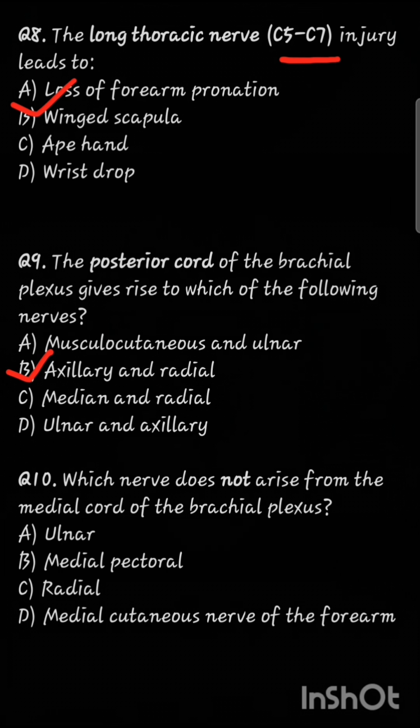Which nerve does not arise from the medial cord of the brachial plexus? The ulnar nerve comes from the medial cord. Medial pectoral is also from the medial cord, whereas radial is from the posterior cord. So the answer is C. These are the questions mainly regarding the brachial plexus. Thank you.